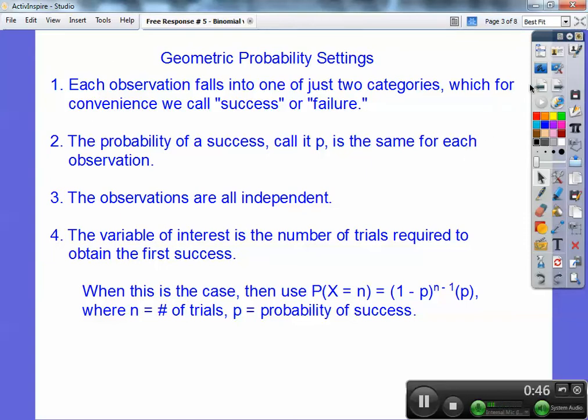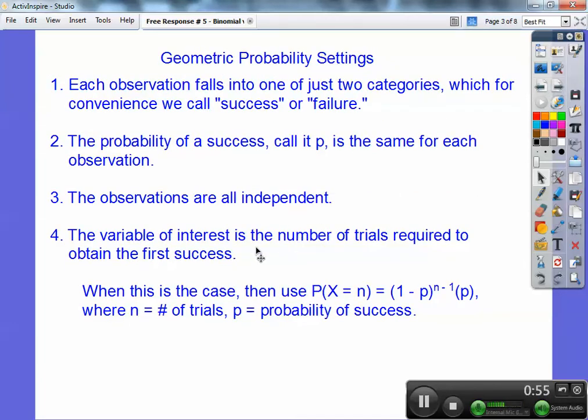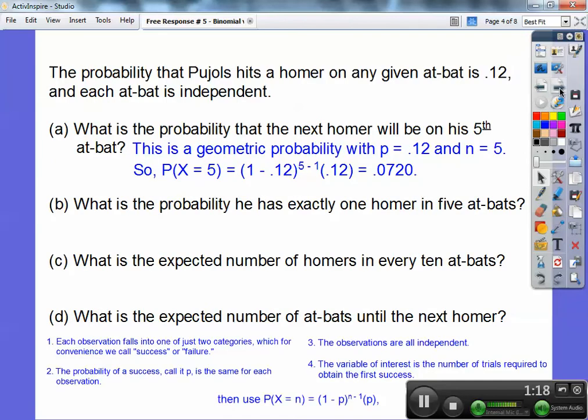So this is asking, let's go back here: what is the probability that the next homer will be on his fifth at-bat? So the variable of interest is the number of trials required for the first success. When it is that, you guys, then we use the geometric probability, which is 1 minus p, so it would be 0.88. And it said fifth at-bat, so the exponent would be 4 right here, and this would be 0.12. We're going to plug all that in and use that formula for the geometric probability. So we get a little over 7%, 0.0720.